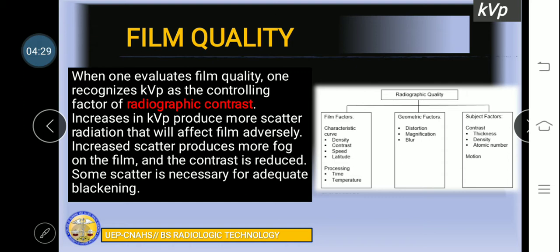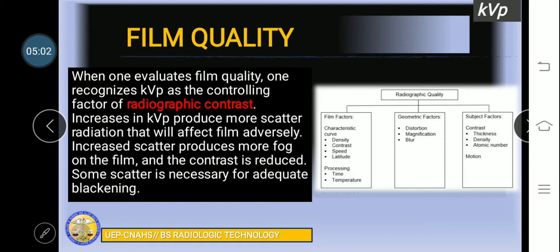Increases in kilovoltage peak produce more scatter radiation that will affect the film adversely. Increased scatter produces more fog on the film and the contrast is reduced. Some scatter is necessary for adequate blackening. Because of KVP, there are different degrees of blackening. So let's fast forward and discuss shortly the radiographic quality.